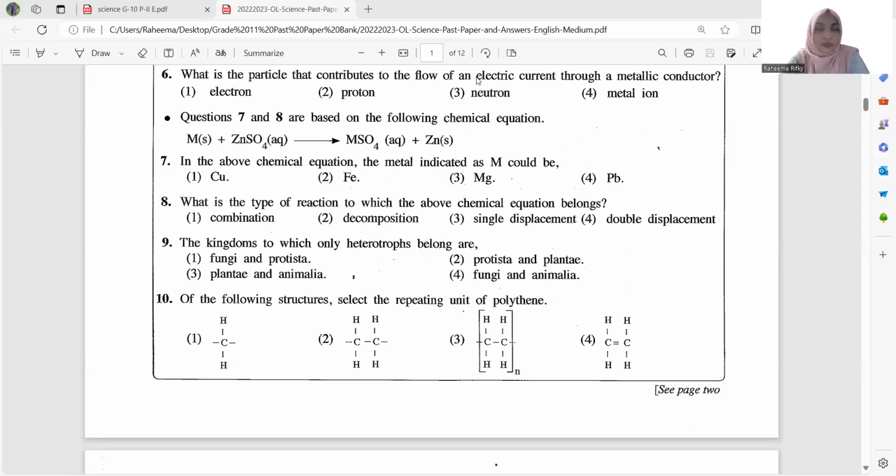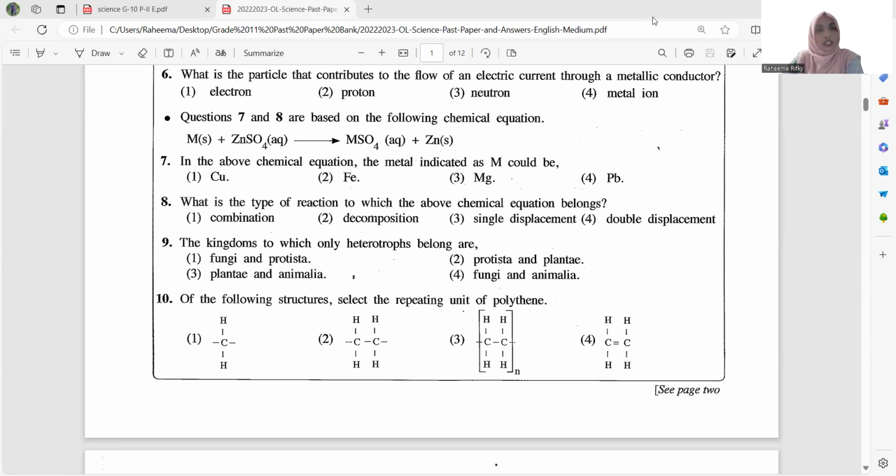Hi. Today we are going to discuss the rest of the questions in the 2020 O-level science past paper. We have discussed questions 1 to 5, and today we are targeting questions 6 to 10.